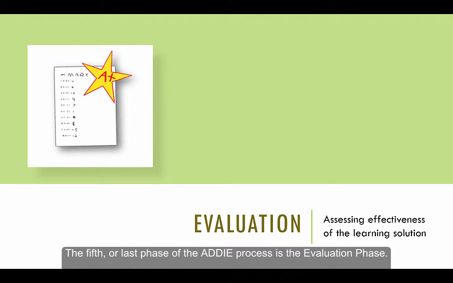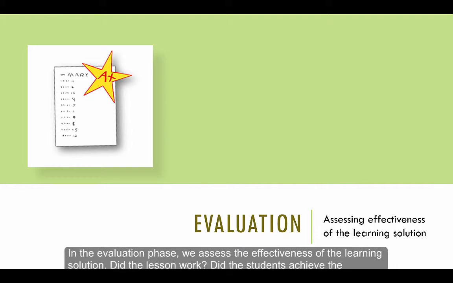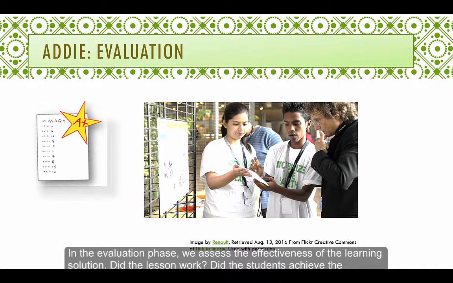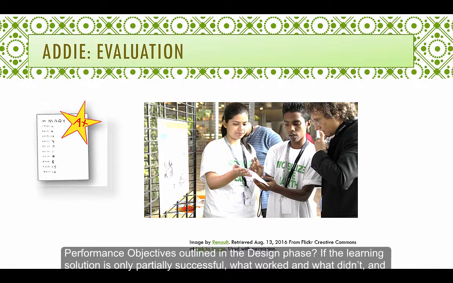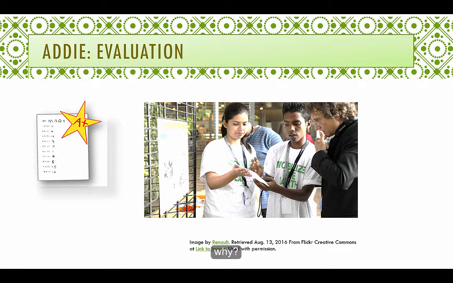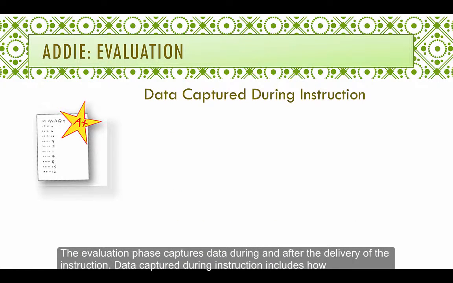The fifth or last phase of the ADDIE process is the evaluation phase. In the evaluation phase, we assess the effectiveness of the learning solution. Did the lesson work? Did the students achieve the performance objectives outlined in the design phase? If the learning solution is only partially successful, what worked, what didn't, and why? The evaluation phase captures data during and after the delivery of instruction.